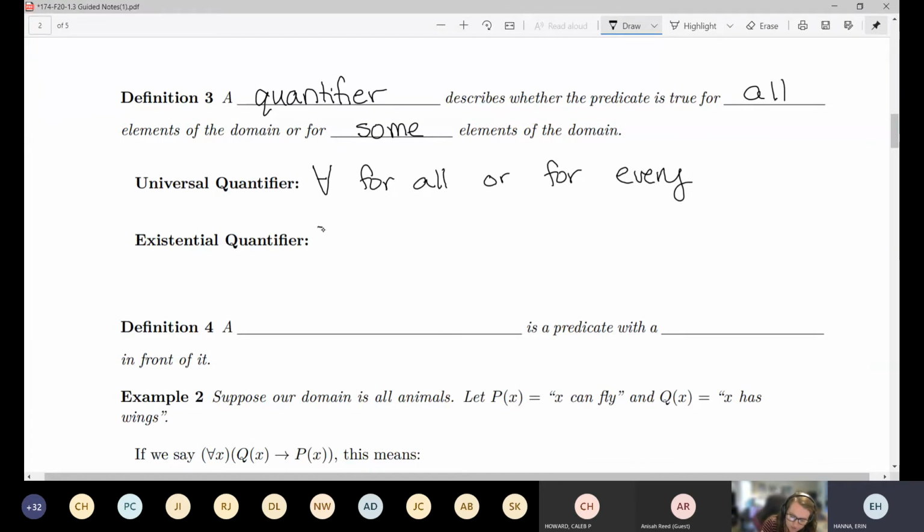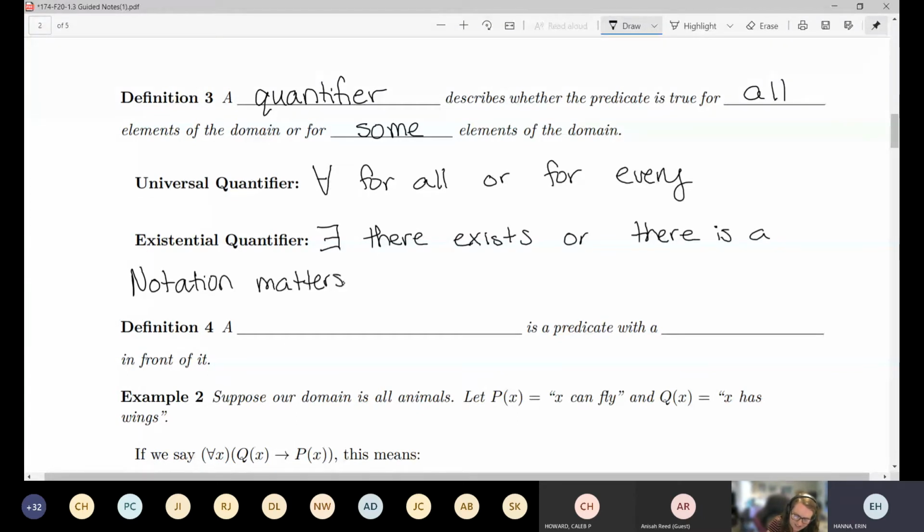Whereas the existential quantifier is a backwards E. And this means there exists, or sometimes you can also say it as there is a. So there is a something such that this thing is true. Now, notation matters. It's an upside down A, not a right side up A. It's a backwards E, not a forwards E.